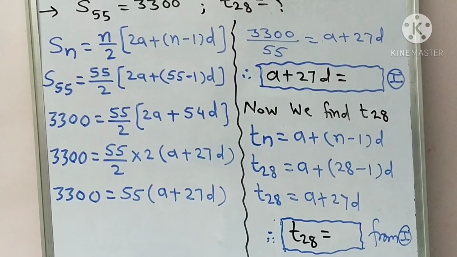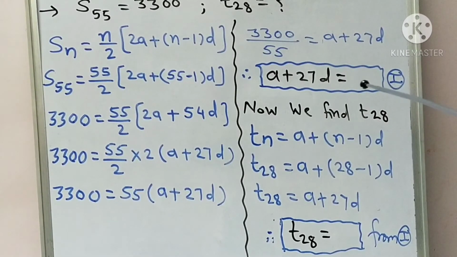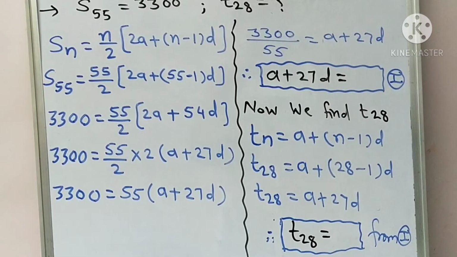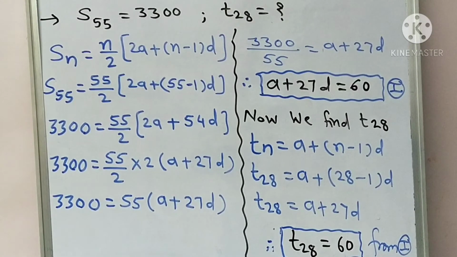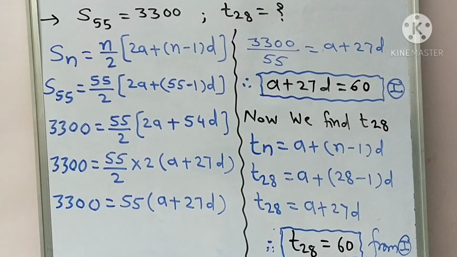That term is the 28th term. So do this division and find the value of a plus 27d, and the division is 60. It means that when we put the value of a plus 27d over here, T28 is also 60, which means for that AP its 28th term is 60. Okay, so this is an example asked in exams for 3 marks.